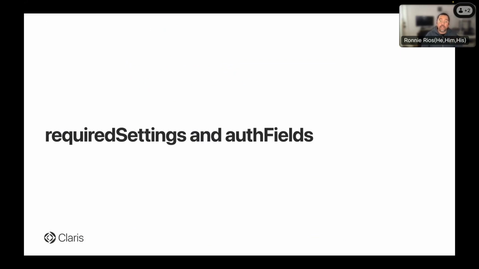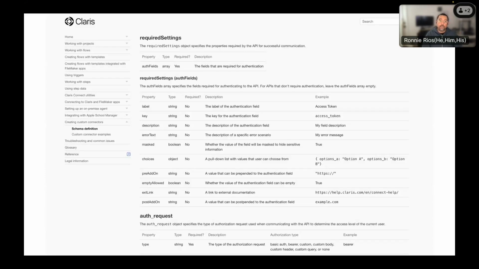Next, we've got required settings and auth fields. The reason we have these two together is because one belongs inside of the other, and right now it's basically the only attribute in there. So required settings is exactly what the name implies: the settings that are required to talk with this API. Right now there's only one attribute supported inside required settings, again a little bit more future-proofing. There will be other ones supported, but right now it's auth fields. Auth fields allow you to describe the input fields that you're going to be asking the end user to provide in order to authenticate with the API.